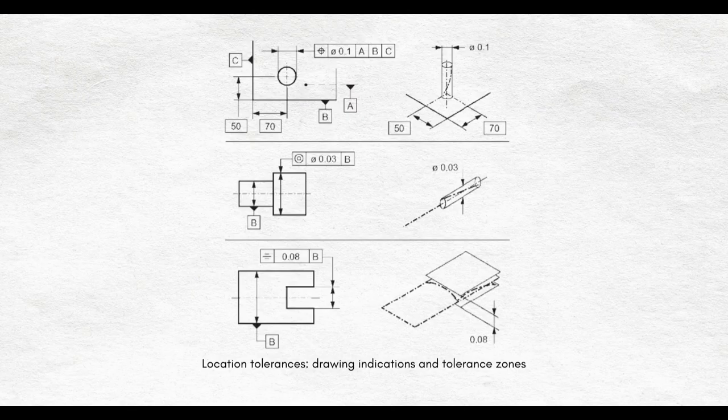Additionally, the maximum value of the location deviation is multiplied by 2 to determine the size of the location tolerance zone.